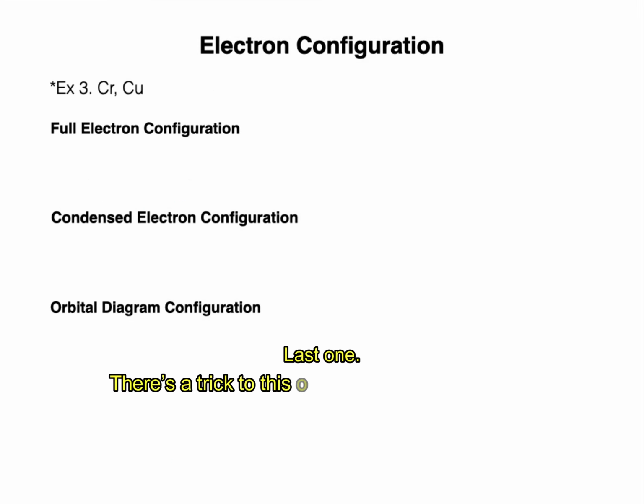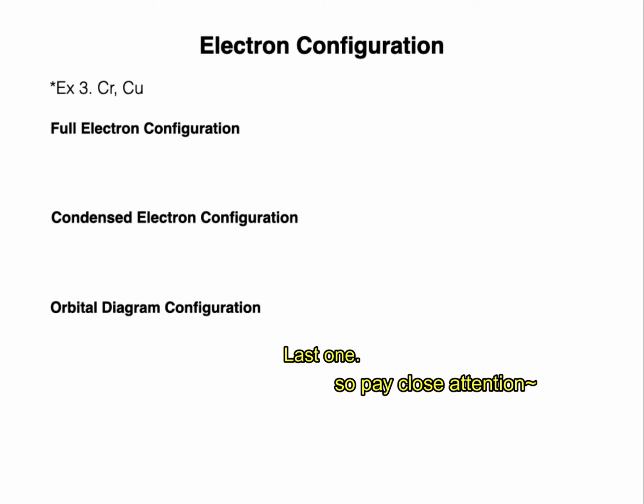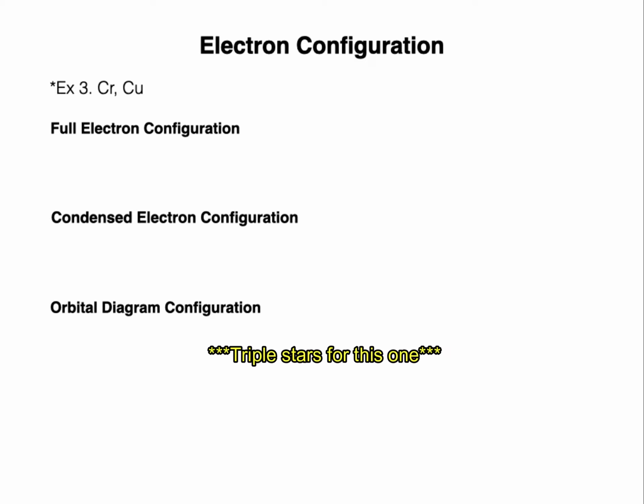Last one. This is a bit complicated. First, stop the video and try chromium and copper on your own. Okay, these are exception elements. Their electron configurations show irregularities. IB explicitly mentions these elements and frequently tests them. So I want every one of you to know how to write the configurations of chromium and copper by heart. Again, this is very, very important.